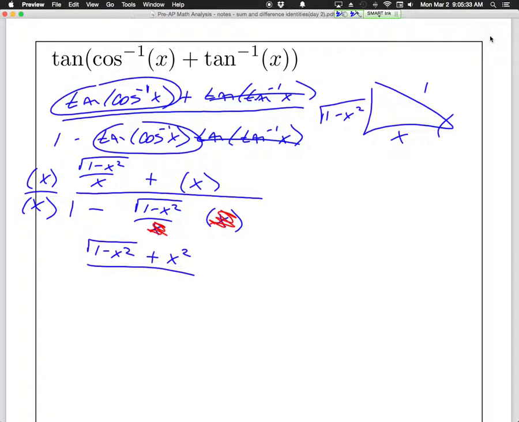I have x minus x squared is 1 minus x. Very nice. And again, we reached our goal. What is our goal on these problems? Take it from a trig expression and turn it into an algebraic expression using some different identities.